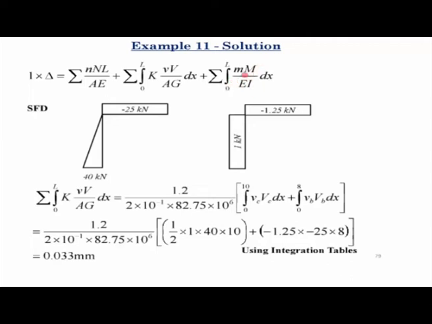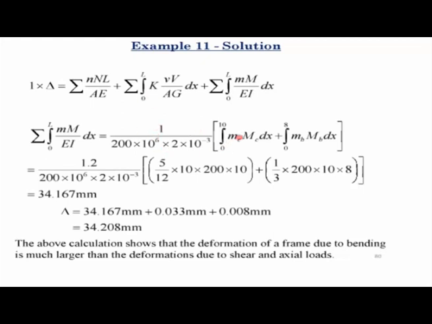Previously we had calculated the deflection due to the bending deformation. If we look at that again, it is the same calculation, 5 by 12, 10 into 200 into 10, and 1/3 200 into 10 into 8. There is a small error here, it should be 1, it is not 1.2. So if you calculate this, you will get 34.167 that we previously got.